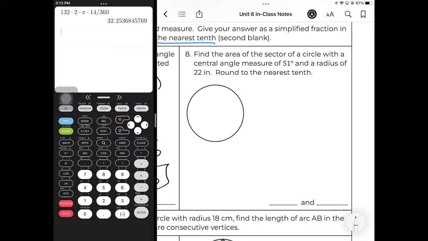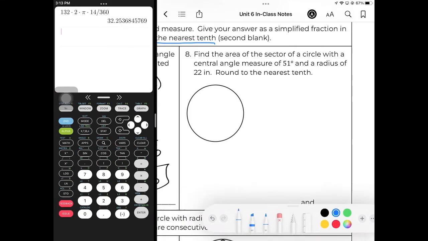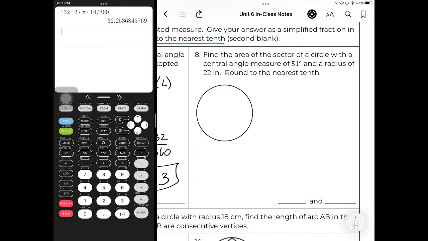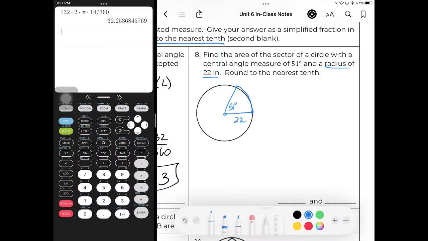So we can find the area of a sector the same way. Again, if we're going a little fast, just pause the video and copy things down. If I mark the center here and I draw a radius again, this circle has a radius of 22 inches. And they want the area of a sector when there's a central angle of 51 degrees. 51 is less than 90, so we'll just call that 51. So there's my arc, but it creates this sector right there.